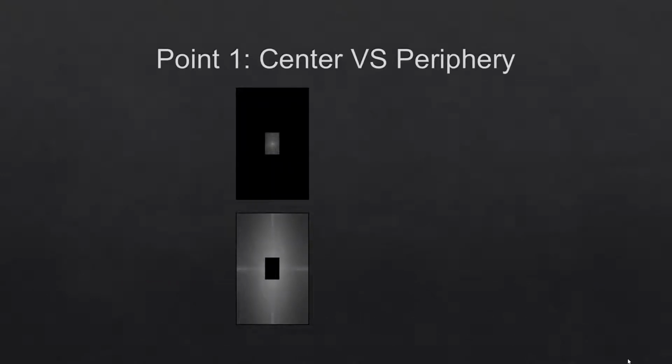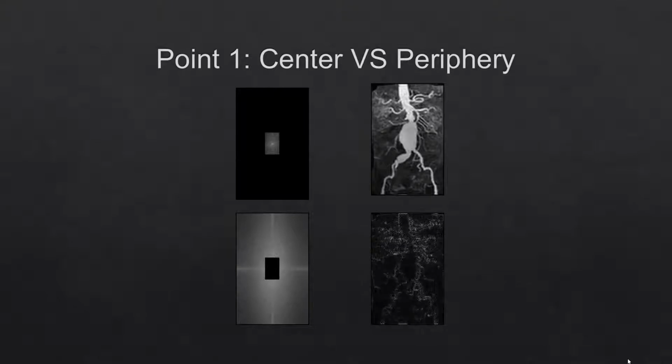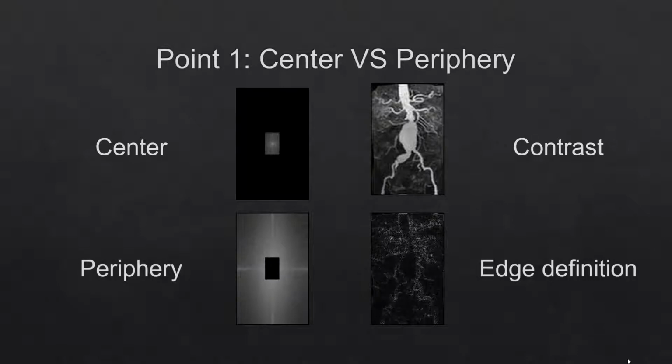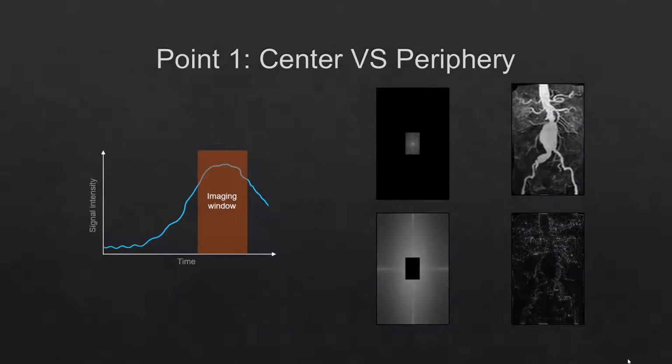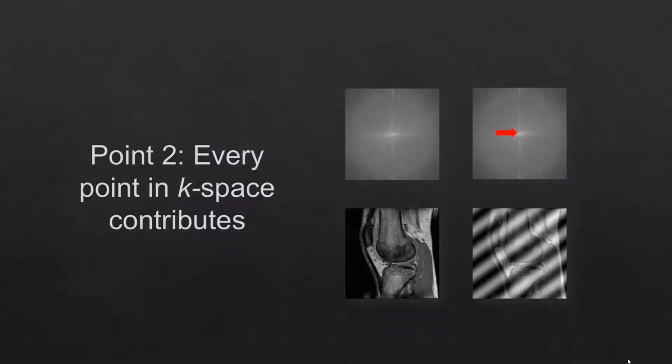So with this first point, when this is applied to an angiogram, if we just have the center of K-space, we have contrast in our image, but not much edge definition. But if we just have the periphery and not the center, then we have edge definition, but not much contrast. So we try to time our acquisition, our filling of K-space, when there is peak contrast in the vascular bed. Acquiring less K-space takes less time, so we can image much faster if we're selective. And looking at these images, you might ask, why don't we only image the center of K-space? And that brings us on to point 2.